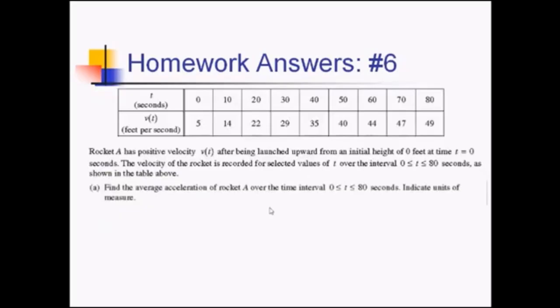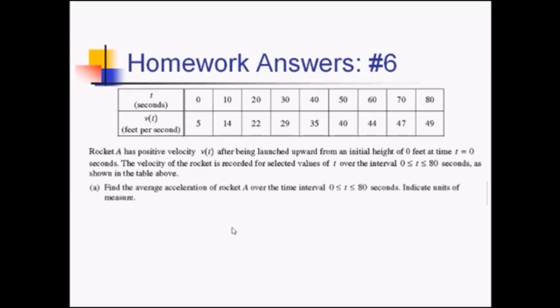For number 6, we have a rocket with a positive velocity after being launched from an initial height of 0 at time 0. The velocity of this rocket is recorded in the table here at selected values. We want the average acceleration of this rocket over the interval from 0 to 80, and then with units of measure. So average acceleration, that's going to be the average rate of change of velocity. So we're essentially asking for the AROC of this tabular function here.